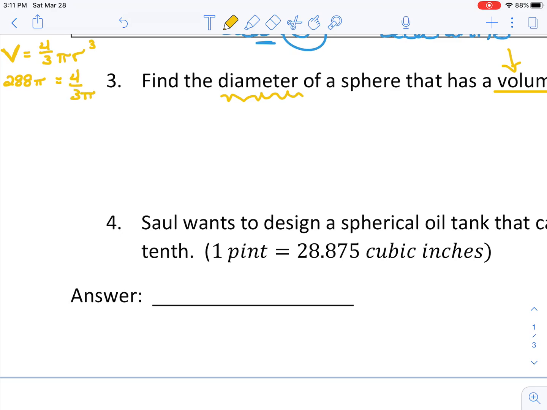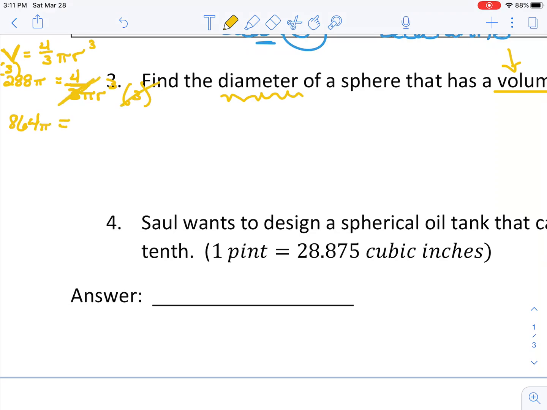That is equal to 4/3 pi r cubed. So I need to solve this. There are lots of different ways you can start this. Let's go ahead and say I hate fractions. I don't want over 3 anymore. The opposite of dividing by 3, the way to clear out your fractions, is to multiply by 3. So I'm going to multiply both the left and the right by 3. So 288 pi times 3 is 864 pi.